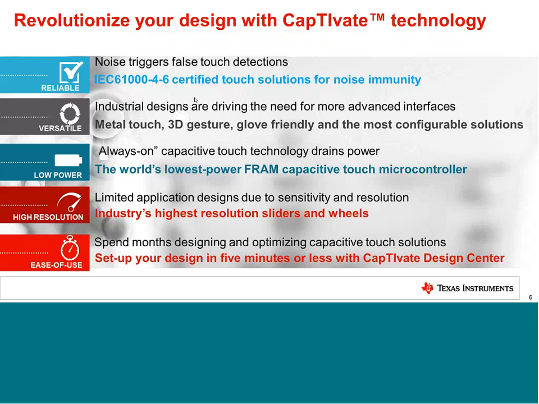Power. In a mechanical button use case, you don't drain any power, whereas in a capacitive sensing use case, because you're building this E-field, you're constantly leaking power. So we actually have the industry's lowest power FRAM capacitive touch microcontroller, which operates at less than 5 microamp average power consumption. So this is actually the lowest power technology in the market.